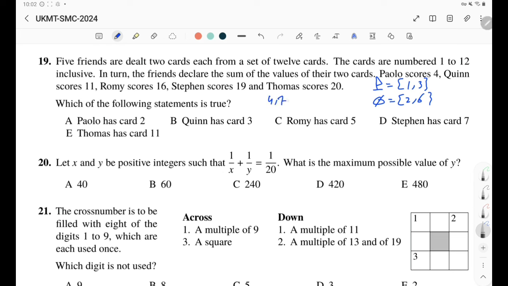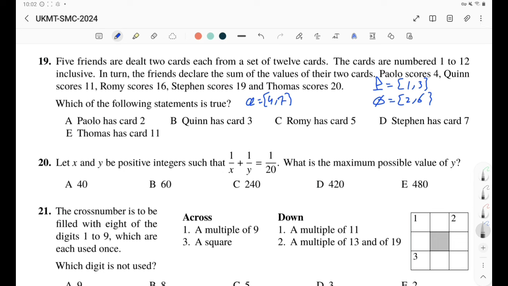Do we have other possibilities? 5 with 6. Okay, 6, we already have it there. Now, we're done actually. So that means that now Quinn's numbers are 4 and 7. So you figure out Quinn's number. Let's move on to Romy.